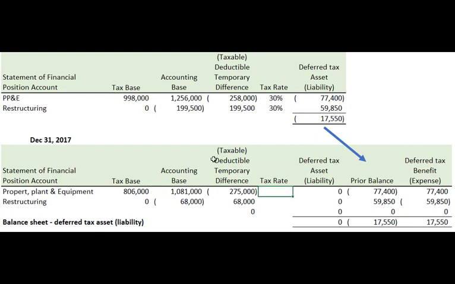So 0 minus a negative number gives us a positive number here of $68,000. Remember here that that's a deductible temporary difference. We'll be able to deduct that in the future as those costs are actually incurred for tax purposes. They were already deducted for accounting purposes.